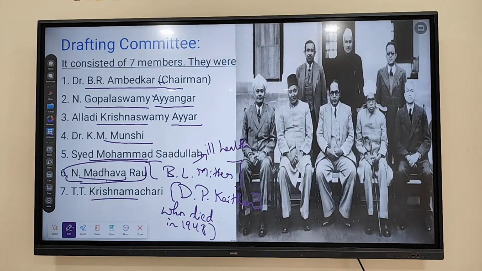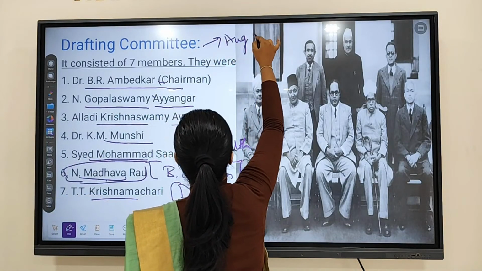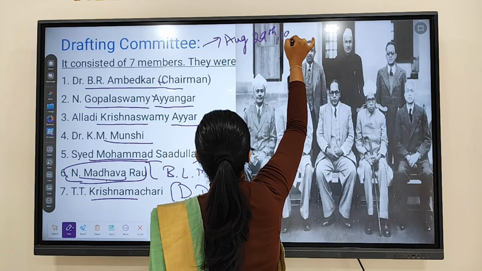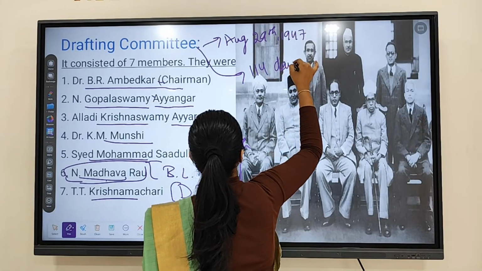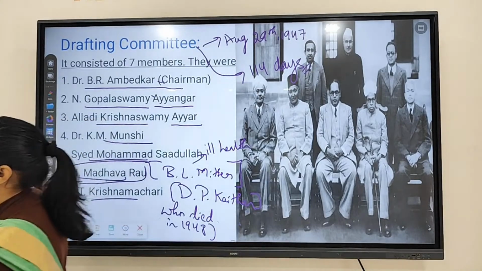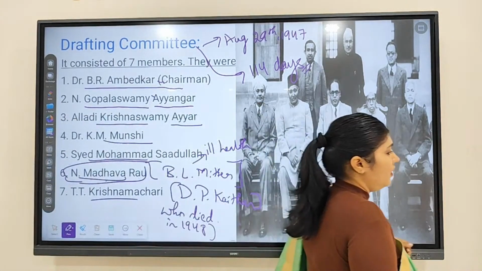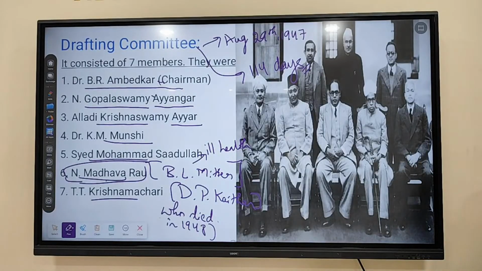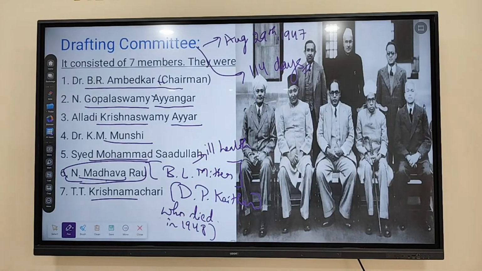When was it set up? August 29, 1947. And how many days has it worked? Around 114 days. Less than 6 months. Within less than 6 months, they made ready the draft of the constitution, the report of the constitution. Write down that. It was set up on August 29th, 1947, and it worked for 114 days.